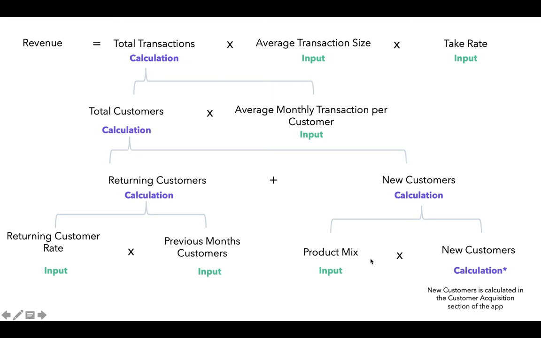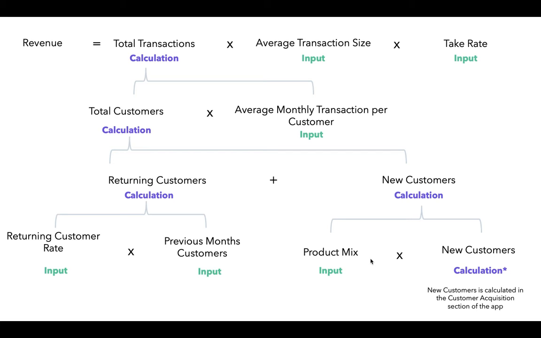Today, we're going to walk through building a revenue forecast for a transactional business model. So this would be a business like Stripe that takes a percentage of a transaction that happens, and they have a multitude of transactions that happen every single month. So let's start by taking a look at the revenue formula for this type of business.